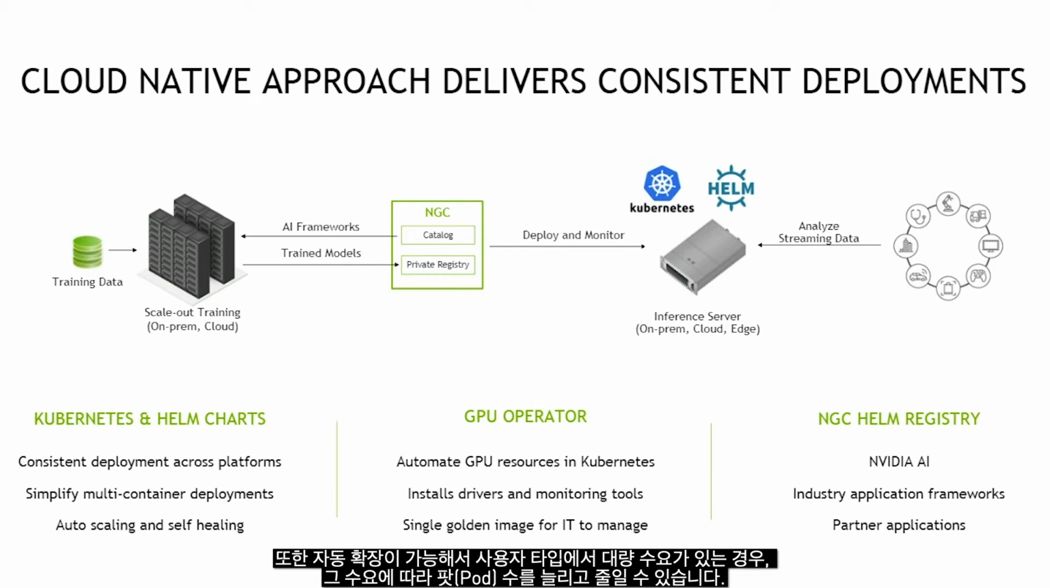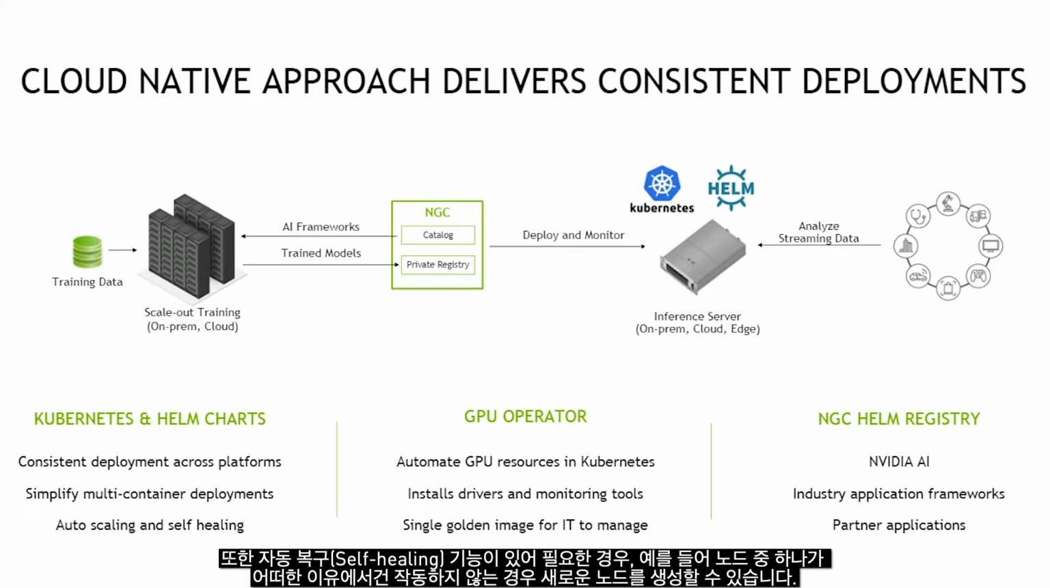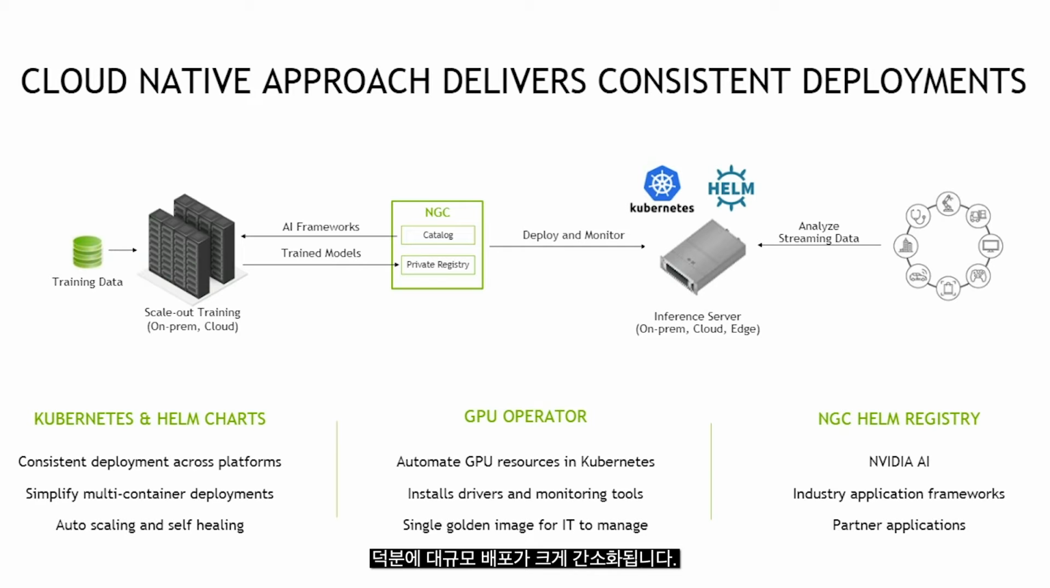One cool example is it allows you to auto-scale. So if you see a massive demand in the user base, then you can spin up pods, or you can spin down pods based on the demand that you see. Another feature is self-healing, so you can actually spin up another node if one of the nodes goes down for any reason whatsoever. So again, it really streamlines massive scale deployment.